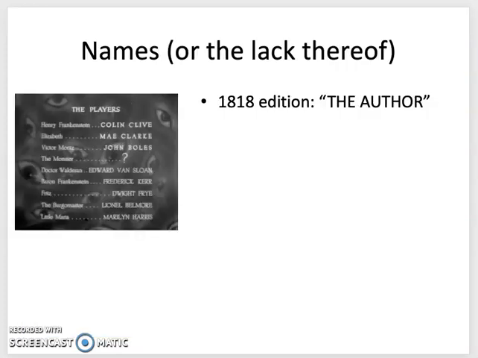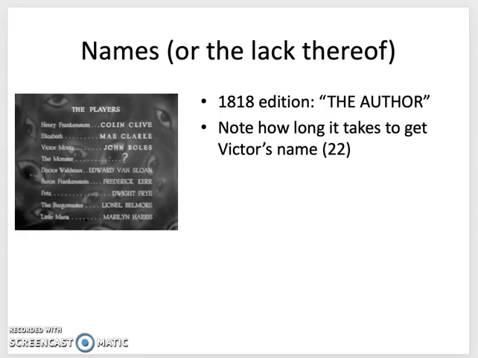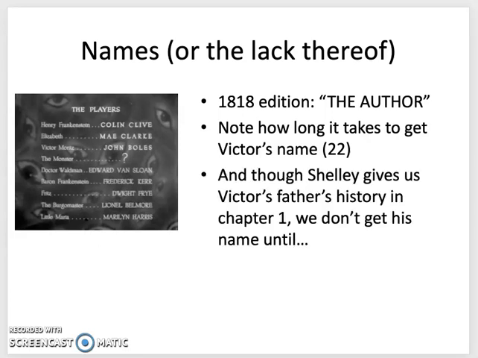One interesting thing that you'll notice is names, or the lack of. The 1818 edition is not written by Mary Shelley, it's written by the author. And of course, it's not unusual for novels at that time to not name an author, but it is interesting in light of what happens in the novel. Notice how long it's taken to get to Victor's name. We're on page 22 in the Norton edition before we finally get to his name. And although Shelley gives us Victor's father's history in chapter 1, we won't get to his actual name, which is Alphonse, until a little bit later on.